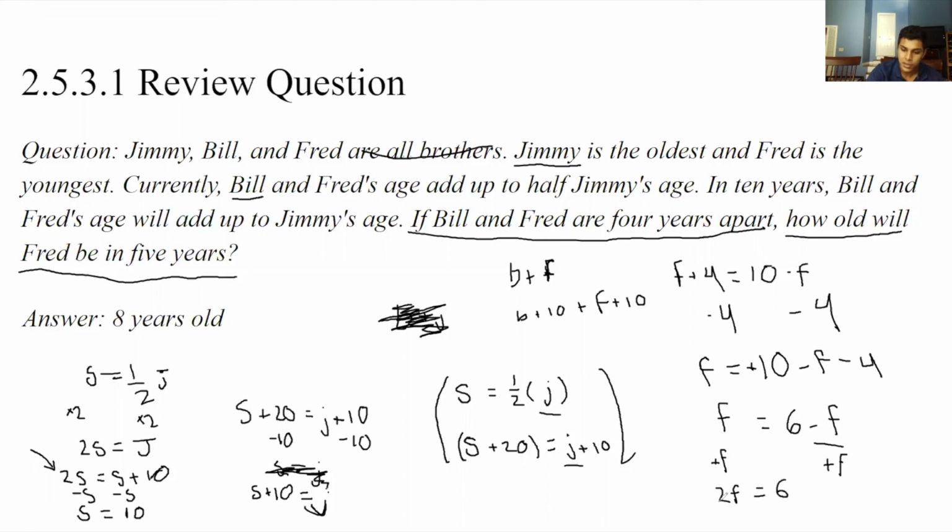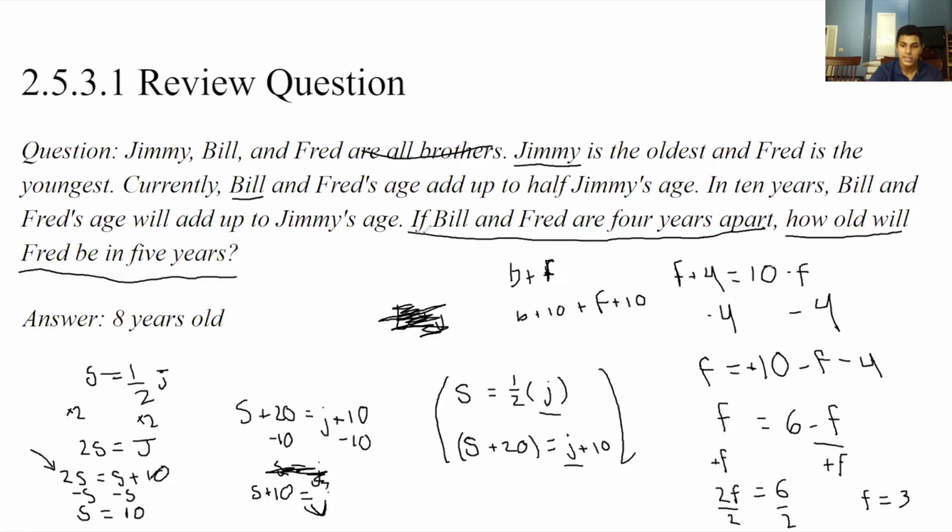And then I just need to get rid of this times 2, since I isolated F now. And I get rid of this times 2 by dividing both sides of the equation by 2. If I divide 2F by 2, that gives me F. If I divide 6 by 2, that gives me 3. And now my equation reads F equals 3. So Fred's age is 3 years old.